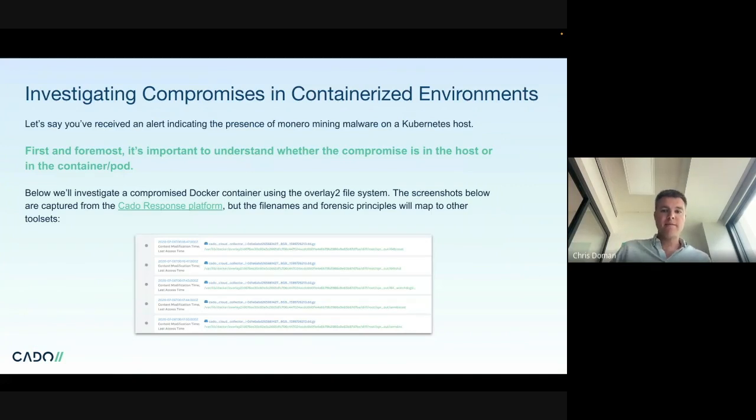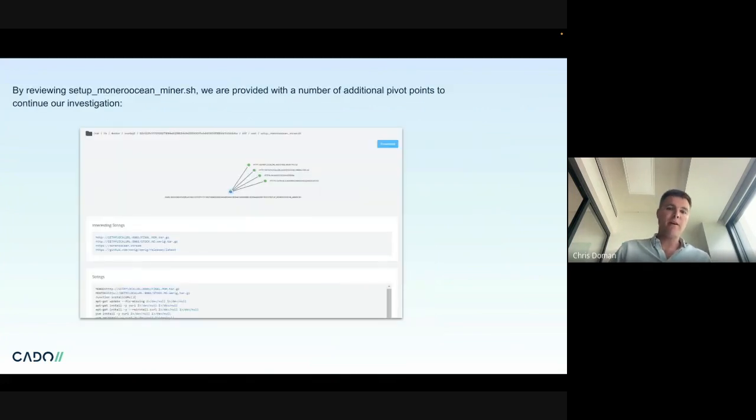So, investigating containerized environments: get a copy of the files, either inside the container or a copy of the underlying host at the snapshot level. If it's the underlying host, Docker file systems are normally overlay2 these days, and you can go and browse through it. It's basically a versioned file system. The screenshot here is from our platform, Cado Response. And you can go through and see all the files, again versioned from Docker.